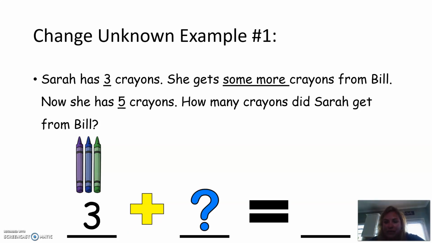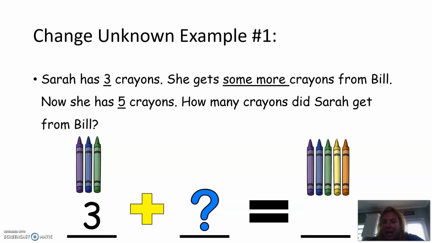So how are we going to represent that? That's right, with a question mark. All right, and now we do know what she had left, right? She had 5 crayons. Well, I shouldn't say left, she had 5 crayons after Bill gave her some, okay? So here is what our number sentence is going to look like. So we have to figure out how are we going to solve.